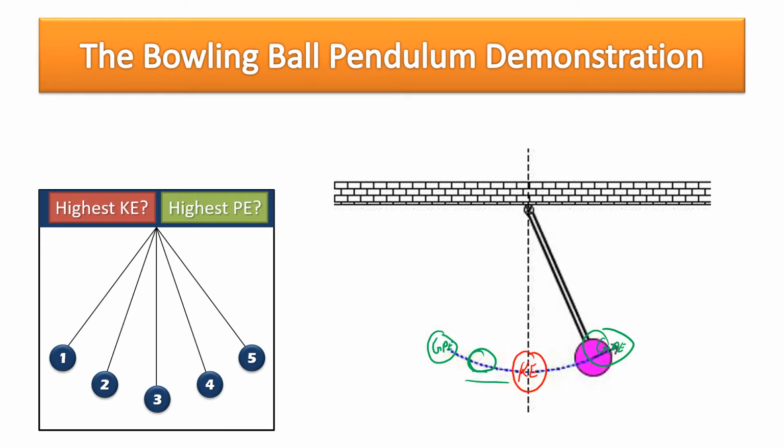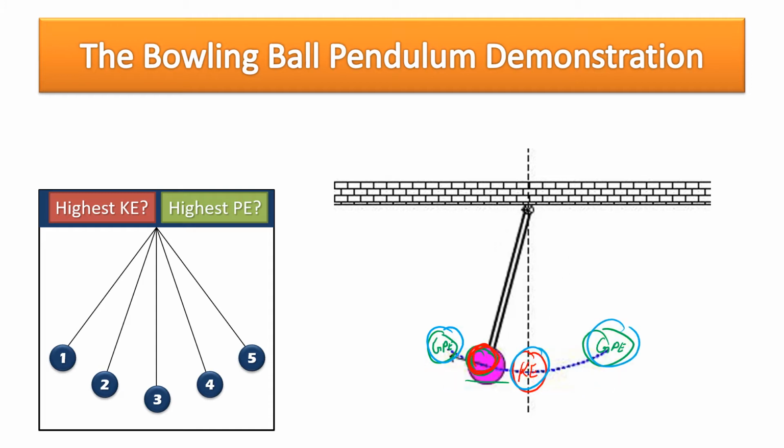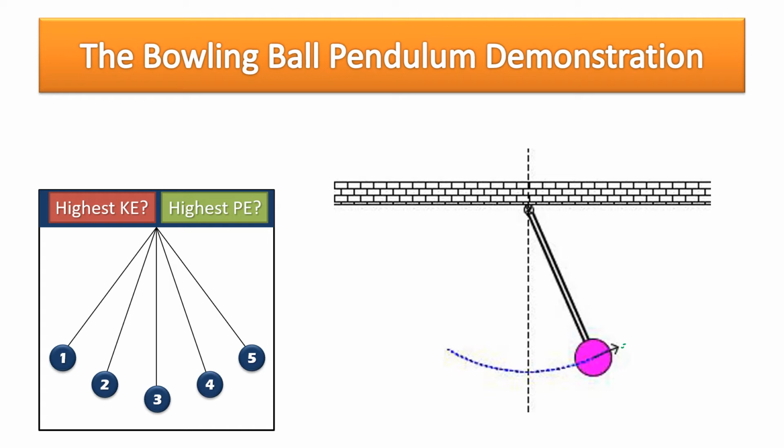But the combination of your little GPE plus your little KE is going to give you the same amount of energy at all points when you add both of those together at all points along the path. So that's the general gist of why pendulums are cool to talk about with energy.